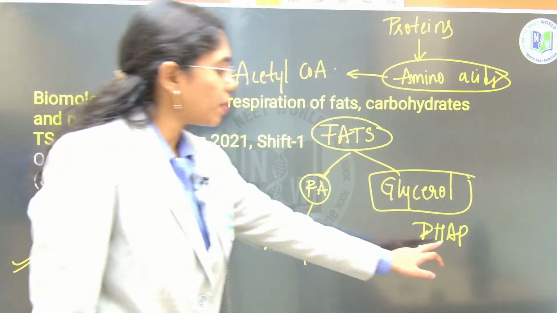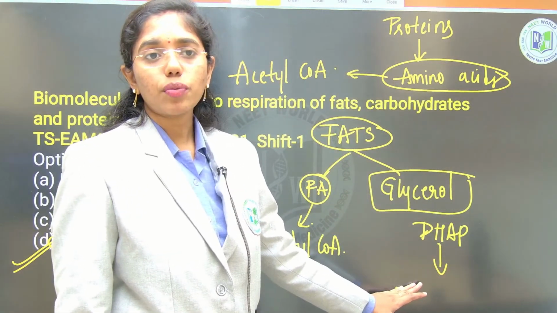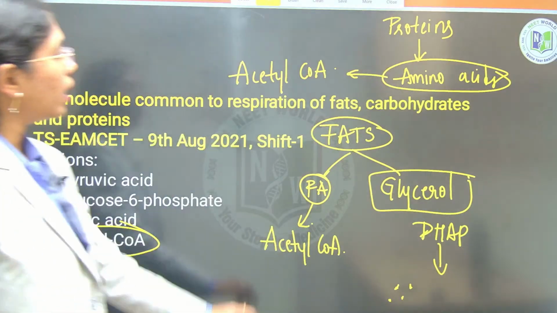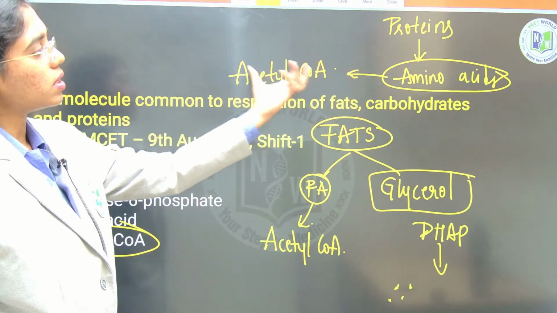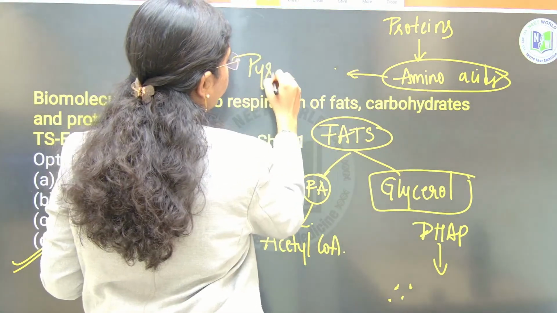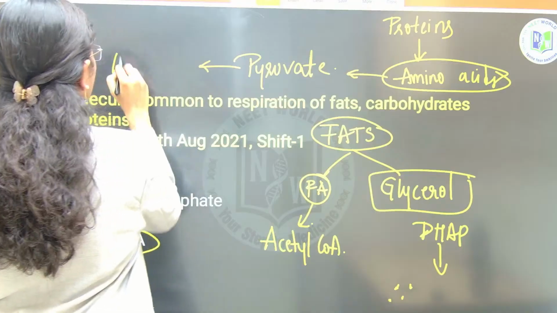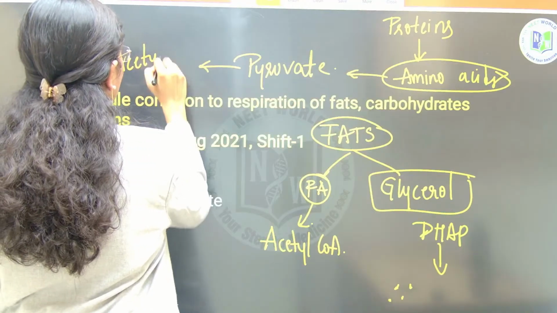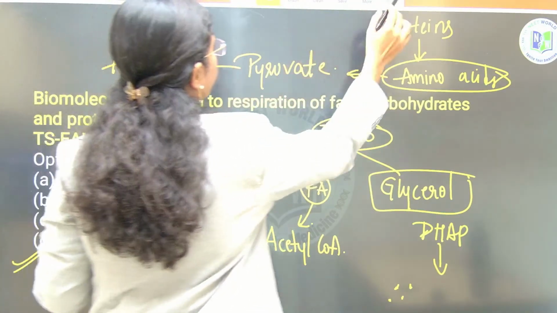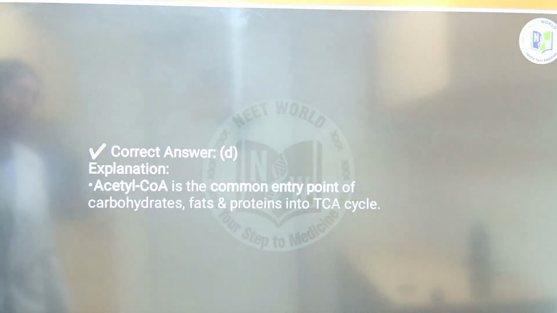Later DHAP will continue the glycolytic pathway, and pyruvate converts to acetyl-CoA. Here also amino acids will enter the cycle as pyruvate, sorry. Pyruvate later gets converted to acetyl-CoA. Fine. Next. So the answer will be D.